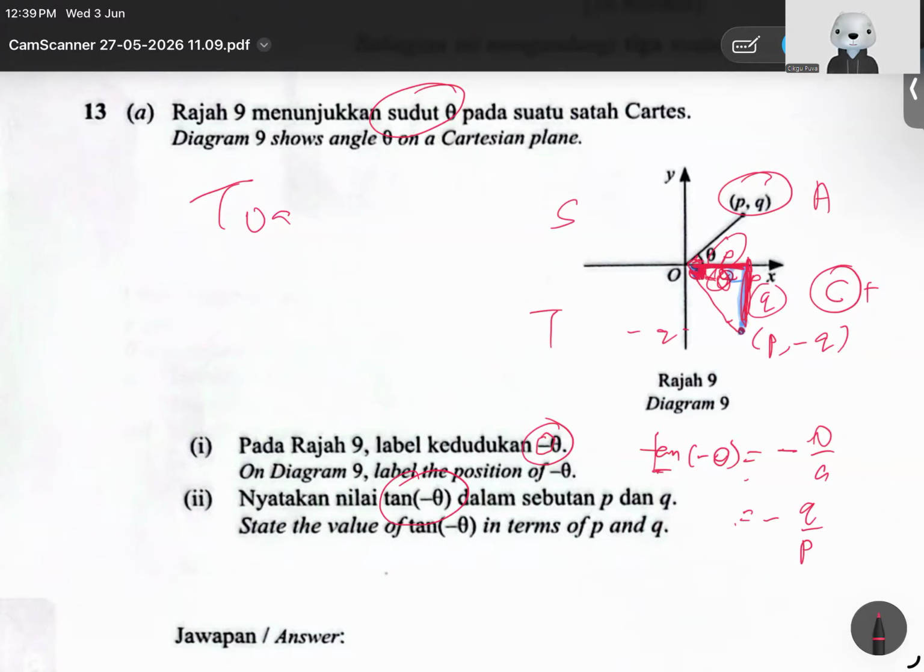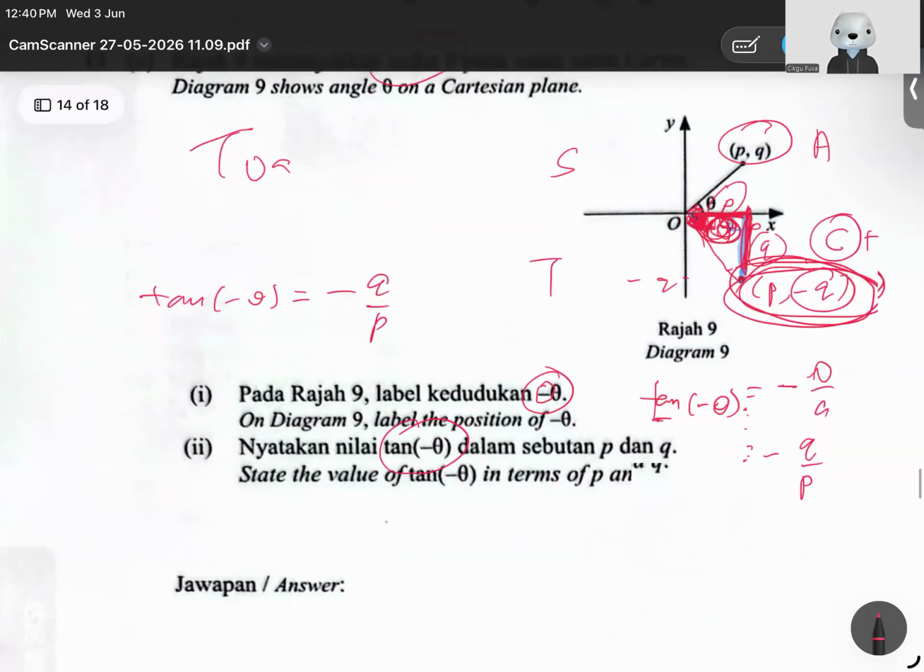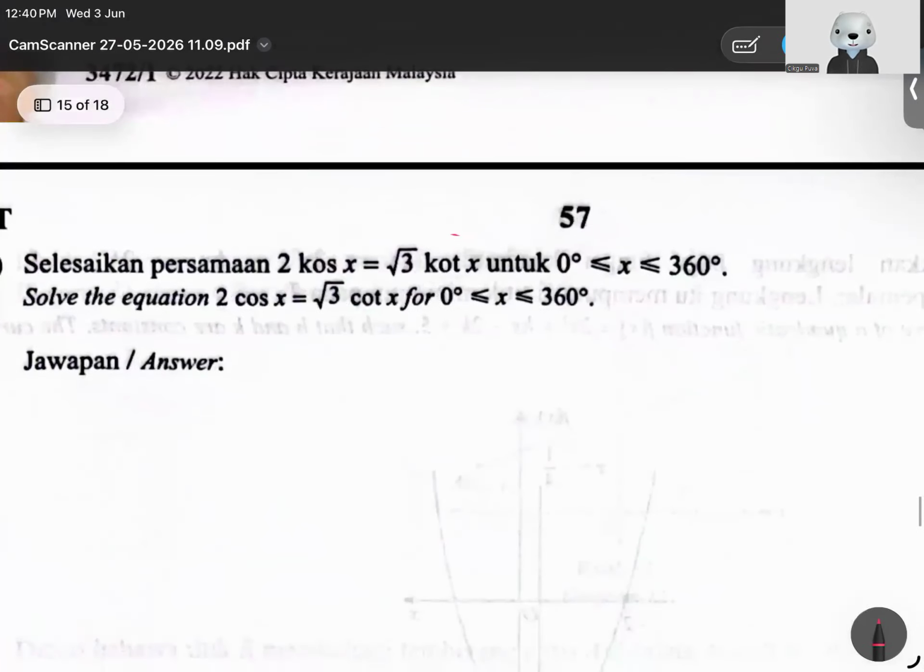That's one method. Another method, you can simply use the coordinate. Now you know the coordinate is P, negative Q. So tangent negative theta equals, the angle is here, and the reference angle for the fourth quadrant is the simplest. You can simply take the coordinate y over the coordinate x. The coordinate y is negative Q, so negative Q over P. All right.